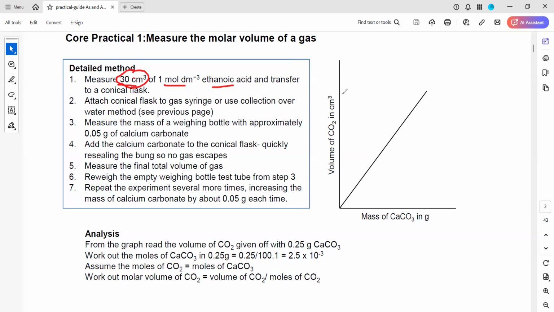Then we attach a conical flask. So how do we carry out this experiment? We have a conical flask and we transfer, let's say, 30 cm cube of ethanoic acid.